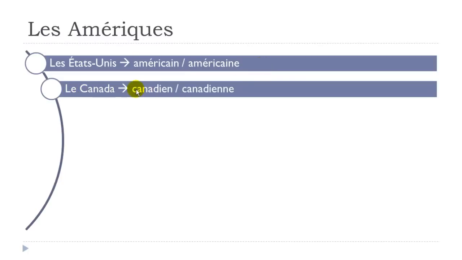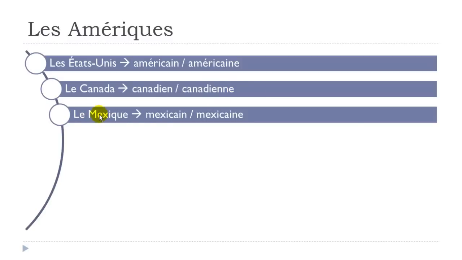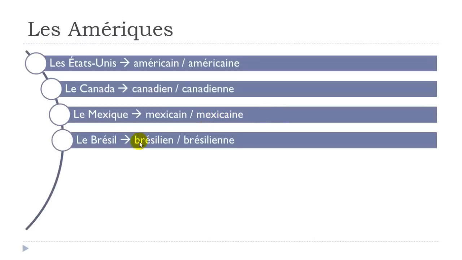Le Canada. Canadien, canadienne. Remember, here you've got double N, so you've got to open it so it will become E, canadienne, okay? Le Mexique, mexicain, un, here, like we had in américain, A-I-N, mexicain. And then mexicaine. Le Brésil, brésilien, like we had for canadien, brésilien, feminine form, brésilienne.